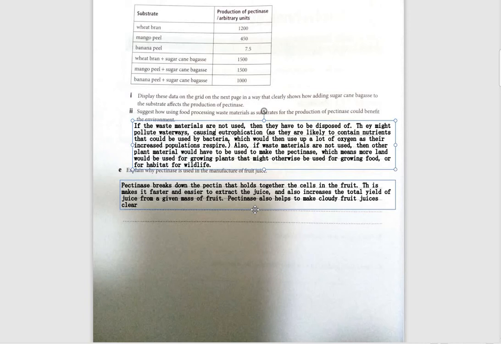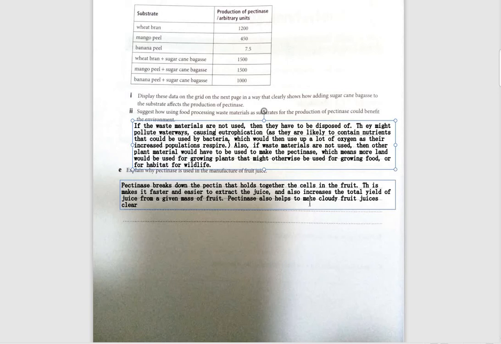So with the help of pectinase, more pulp is present in your juice. You don't really write pulp in the question paper. What you write is that it increases the total yield of the juice, and it makes the extraction faster and easier.